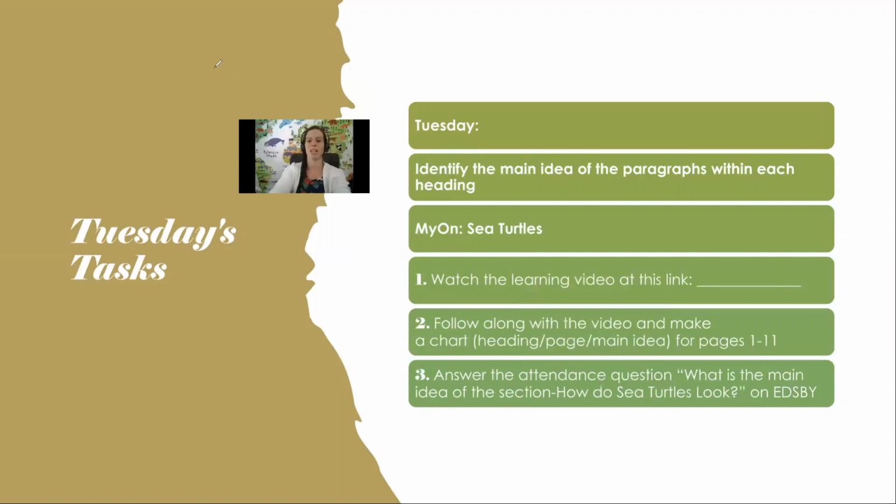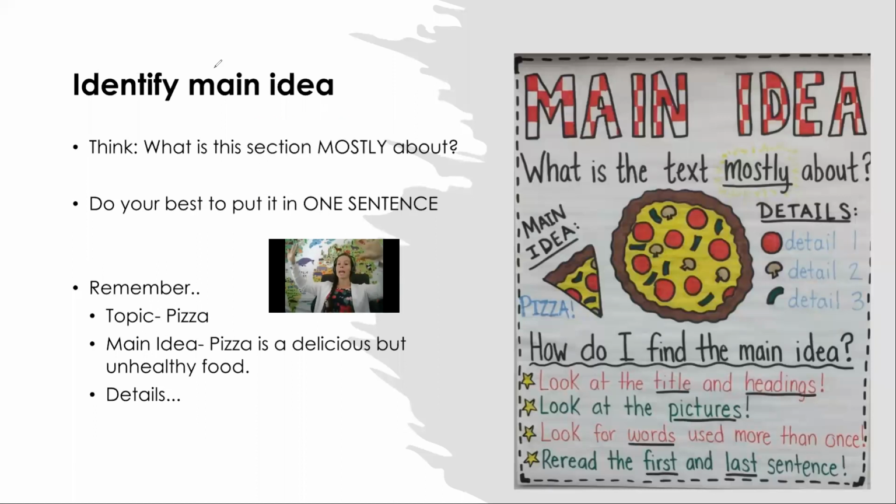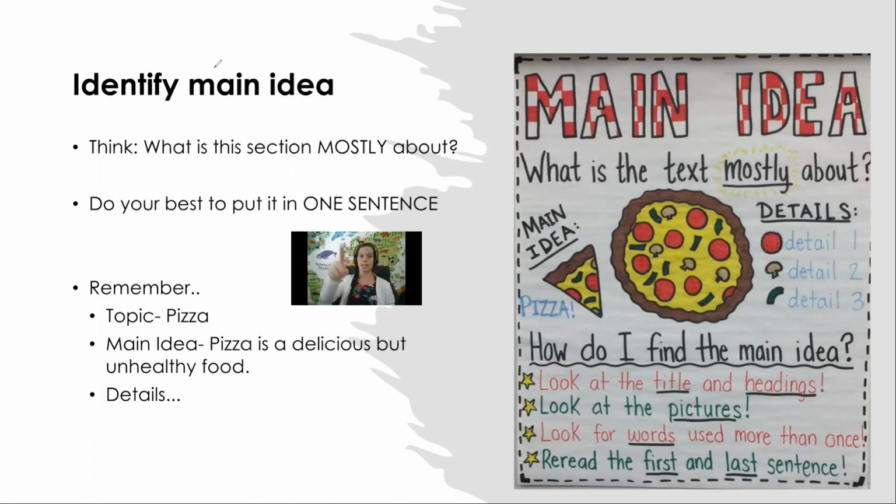All right, so let's work on it together. Now remember, main idea is what the text is mostly about. All right, so you think, okay, what did the author teach me by writing this book? I'm not going to focus on one tiny detail if that's not what the whole text was about. Okay, do your best to put it in one sentence. Remember, we talked about this.